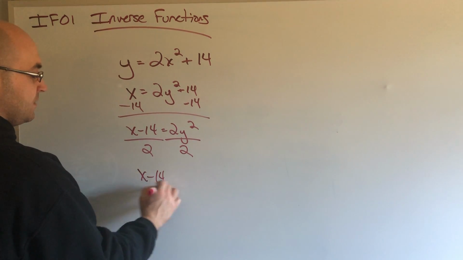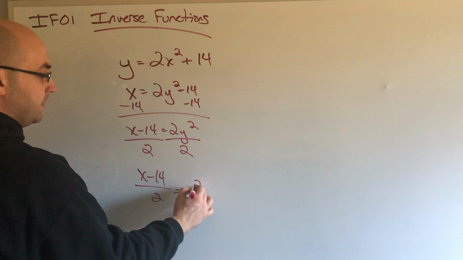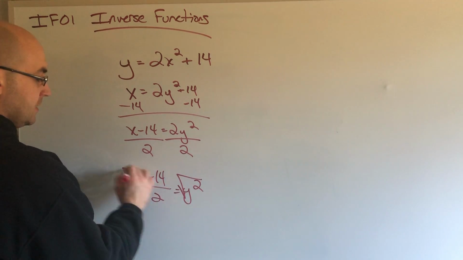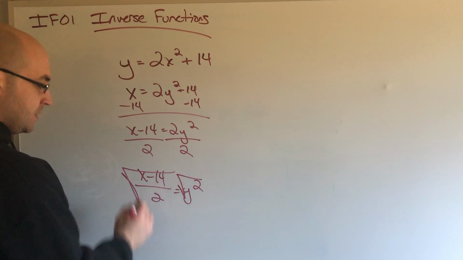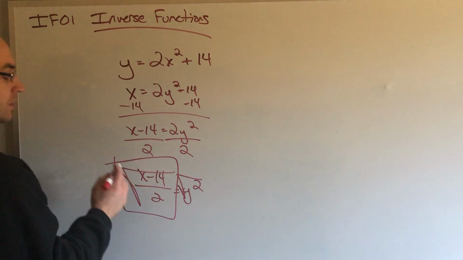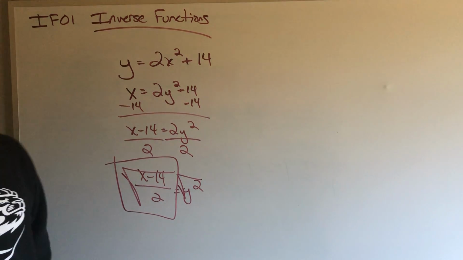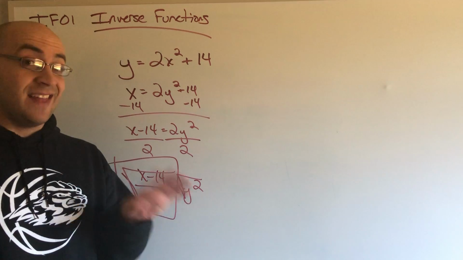So the quantity (x minus 14) over 2 is going to equal y squared. And to get rid of the square, I'm going to take the square root of both sides. So my final answer is y equals the square root of (x minus 14) over 2. That's inverse functions, and that's it.